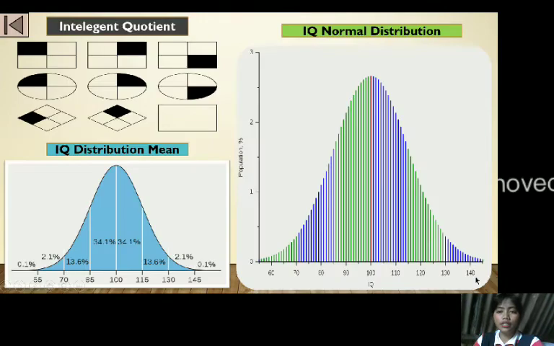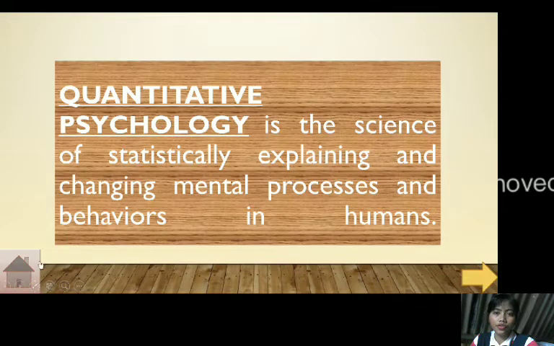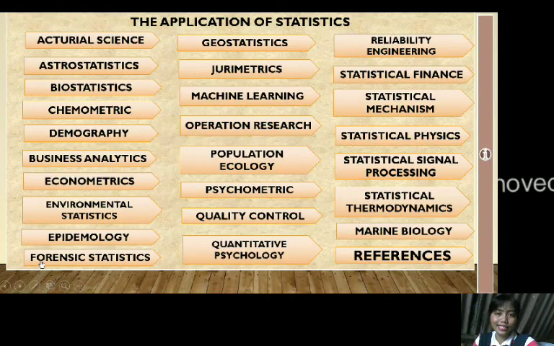So here are the examples of statistics in quantitative psychology. We have our intelligence quotient. We have our IQ distribution mean. We have our IQ normal distribution. So this is statistics in quantitative psychology.